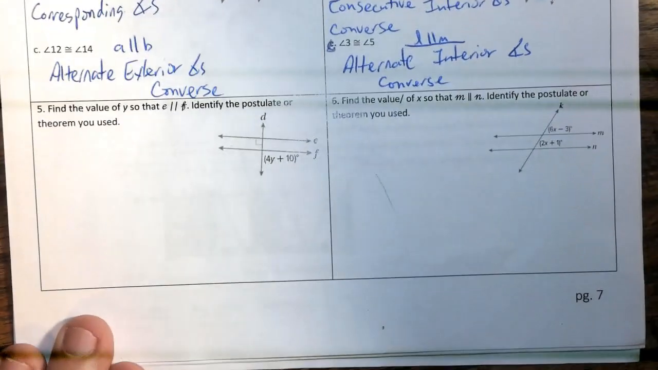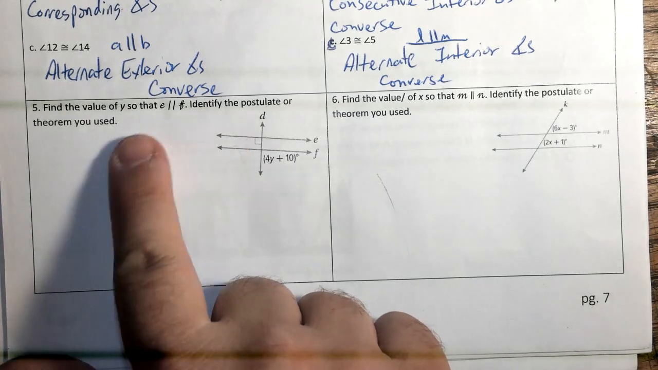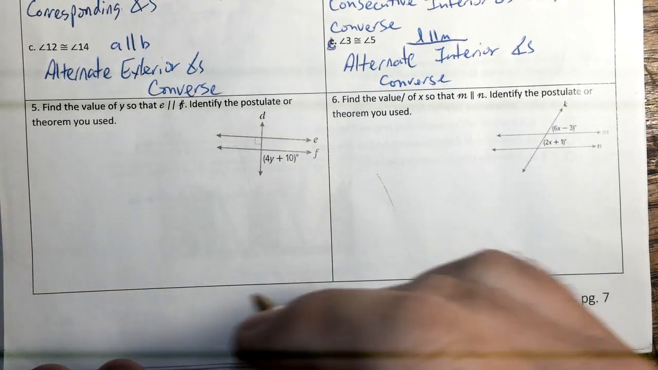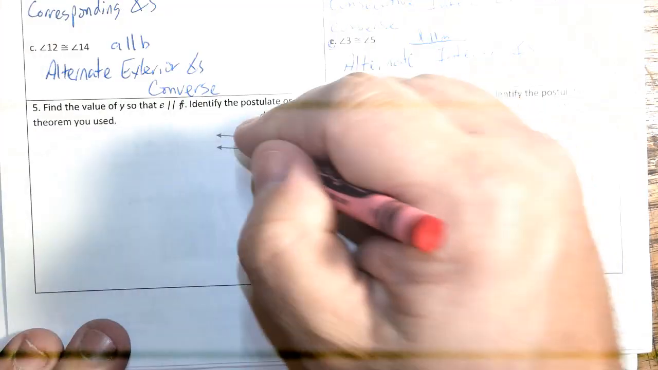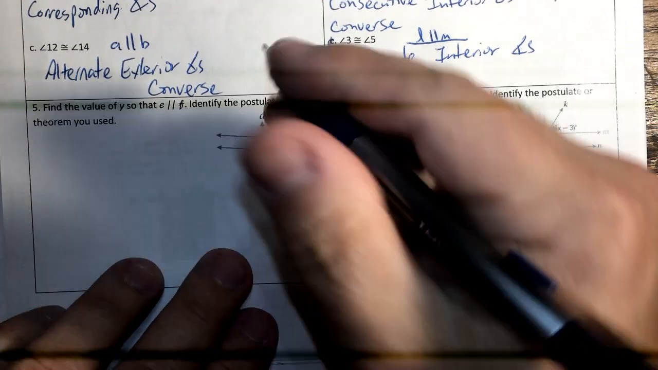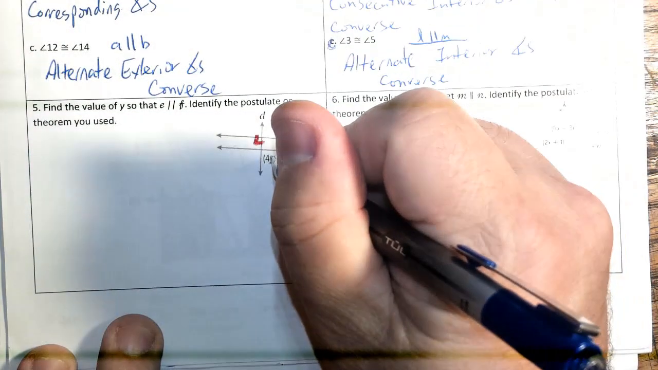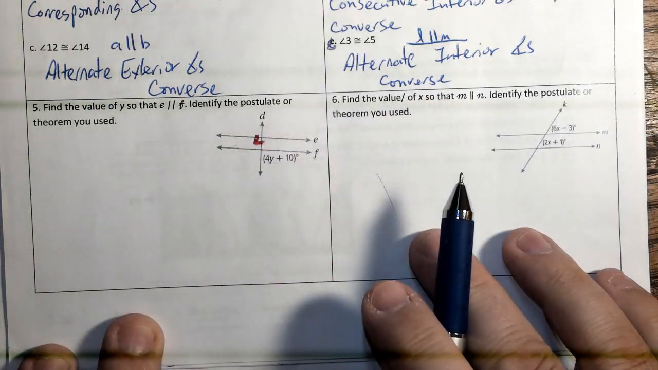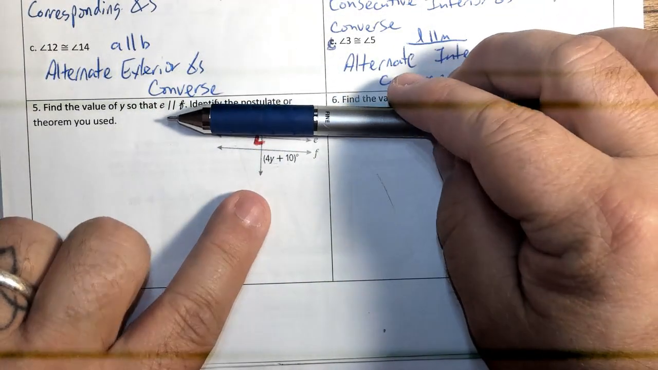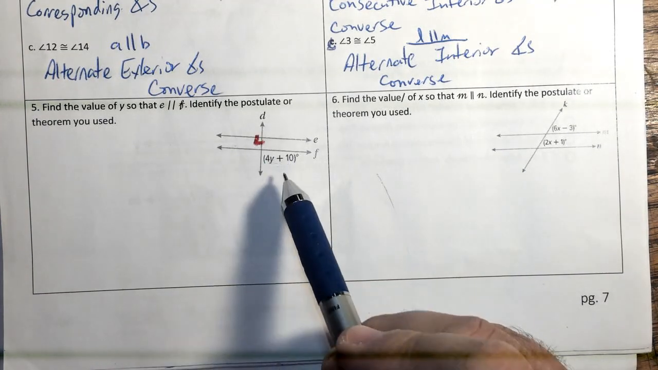Skip down to number 5 and 6. Last of this page, 5 is the I do. All right, so find the value of X so that E is parallel to F. Identify the postulate or theorem you used. So first thing we're going to do, we have a little box here. Hope you guys are very familiar now with the box. That means we're 90 degrees. So then we got 4y plus 10. So we're dealing with E and F. They're not both on the interior. This is bottom left. This is bottom right.